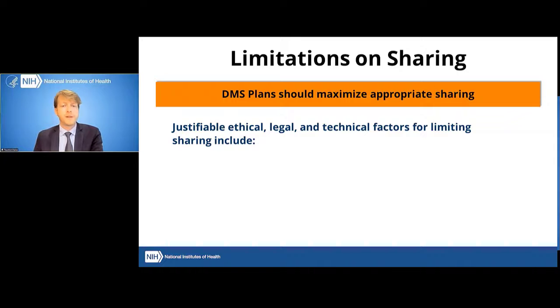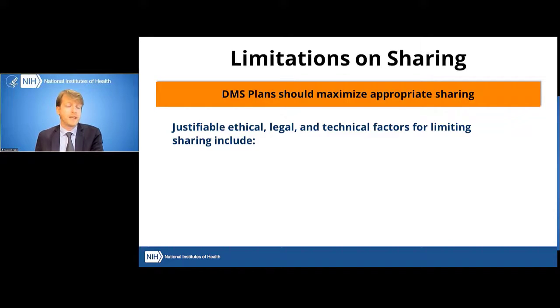I want to point out that while the policy expects researchers to maximize appropriate sharing of scientific data, it also recognizes that in order for sharing to be appropriate, there are justifiable ethical, legal, and technical factors that may limit sharing of scientific data in some way, or in some cases preclude sharing entirely. In the frequently asked questions on the sharing.nih.gov website, we've provided a number of potential examples of these factors that would be appropriate for limiting sharing.